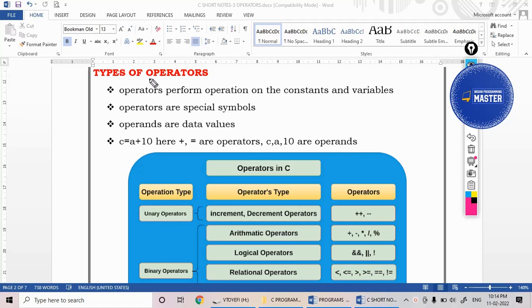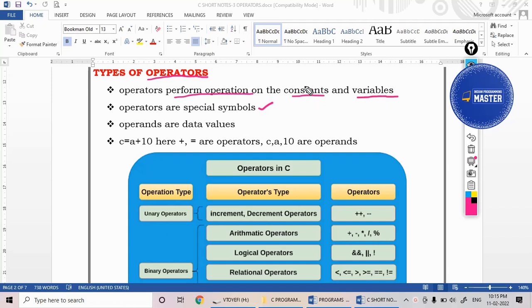Let us see the theory part on the operators concept. What is meant by an operator? Operators are special symbols, special characters which perform a particular operation. These operators perform operations on constants and variables.